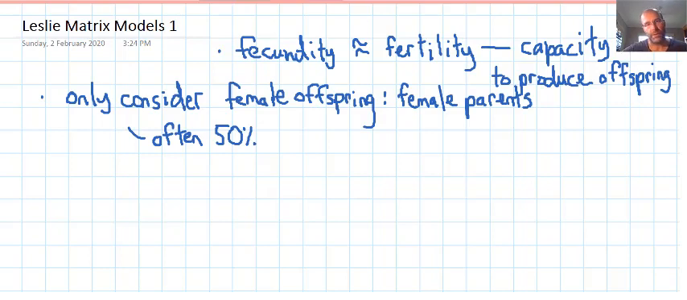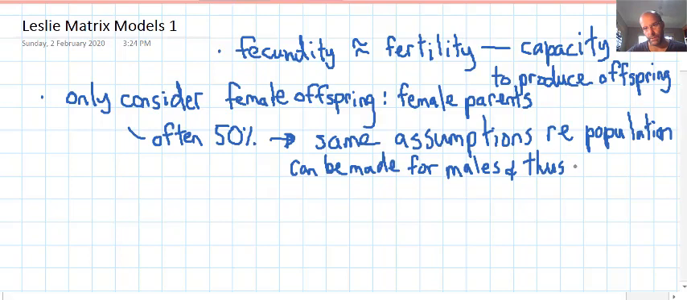Thus, we make the reasonable assumption that the rates and the population changes in females at different age groups are the same sort of population proportions and changes as those for males, and therefore we can come to conclusions about the entire population. So we'll get that down.